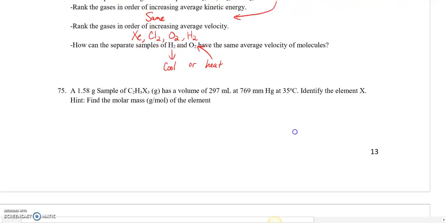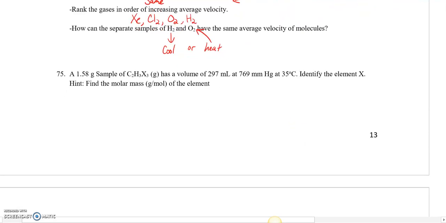Next is 75. It says a 1.58 g sample of C2H3X3 gas has a volume of such and such, a pressure, and a temperature. We want to know element X. And this gives you the hint to find the molar mass of the element. This is going to be a PV equals nRT kind of problem.